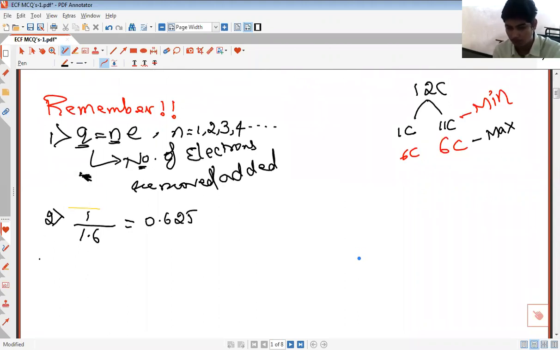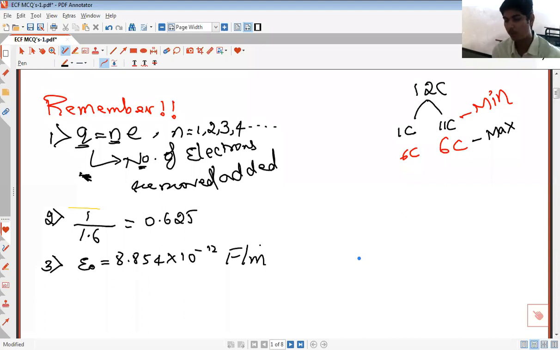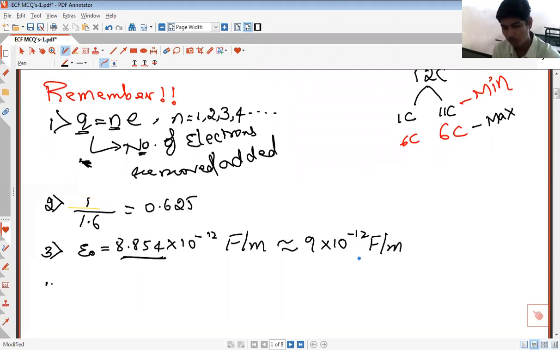This must be remembered. Also, you need to remember the value of epsilon naught. Epsilon naught is 8.854 into 10 to the power of minus 12 farad per meter. But when doing CET or solving MCQs, substitute epsilon naught as 9 into 10 to the power of minus 12 farad per meter. Approximate it, or you just round it off. 8.854 you make it 9. That will help, right?